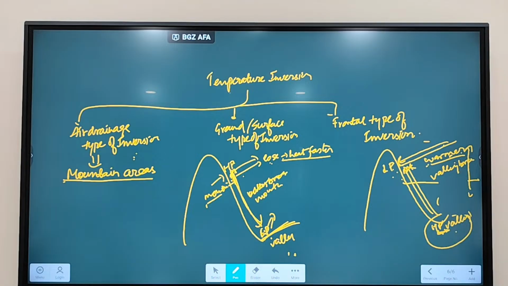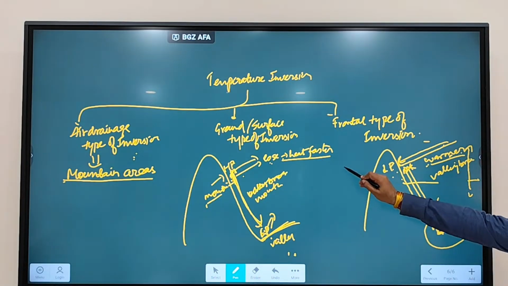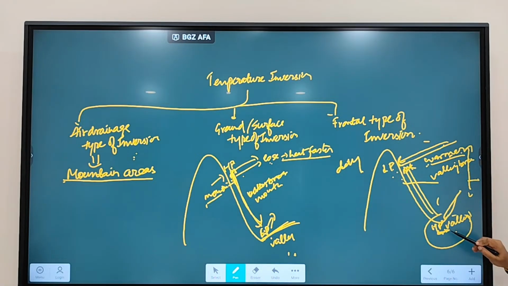Any doubt? So remember that in the daytime, the valley cools more, the valley is colder, and that's why there is high pressure. And here you'll find low pressure. Valley breeze is going to be there from here to here. So air in contact with the mountain becomes warmer, and air in contact with the valley becomes colder. As you move from here to here, temperature will increase, and this type of inversion is called the air drainage type of inversion. Clear? So where do you observe air drainage type of temperature inversion? In the mountain region. Fine. The second type of temperature inversion is the ground or surface type of inversion.